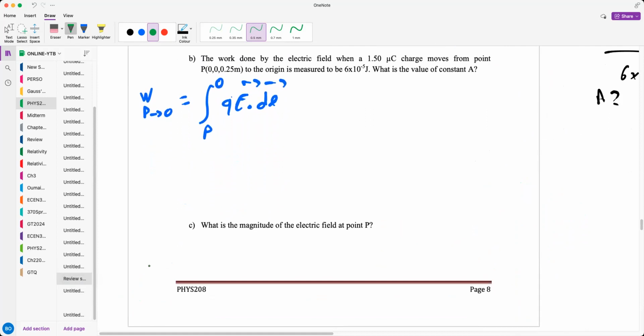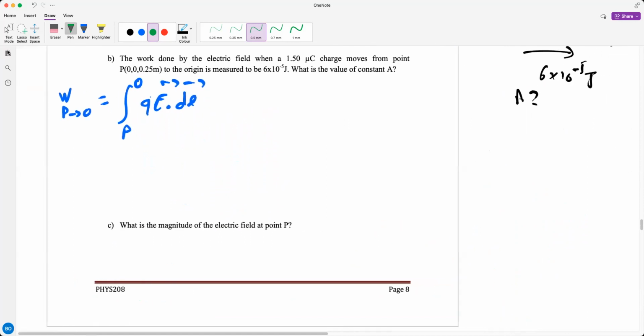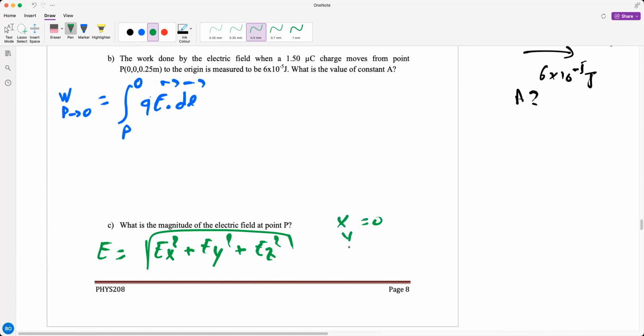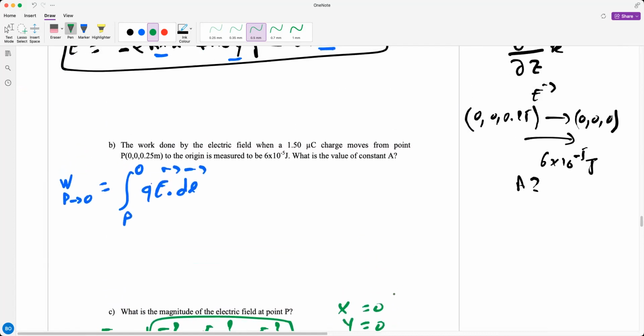Of course, what is the magnitude of the electric field at point P? How can you do this? The magnitude of the electric field will be the square root of Ex squared plus Ey squared plus Ez squared, right? And we have x equal to 0, y equal to 0, and z equal to 0.25, because those are the coordinates of point P. All you have to do is replace here.